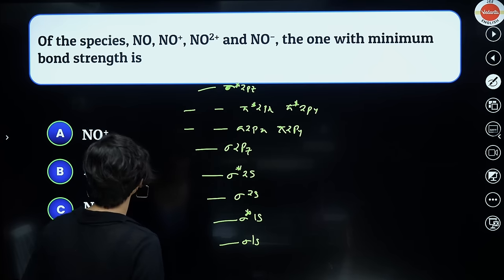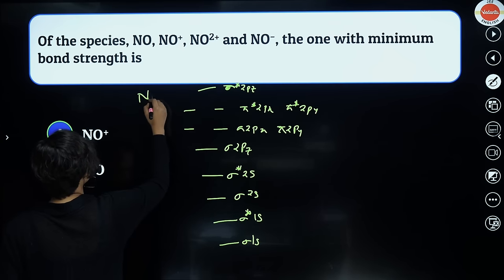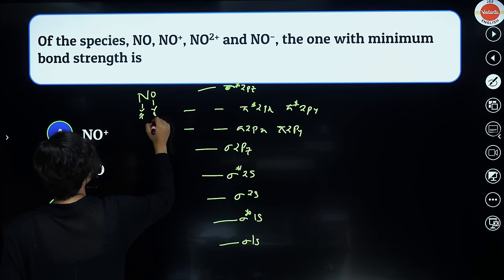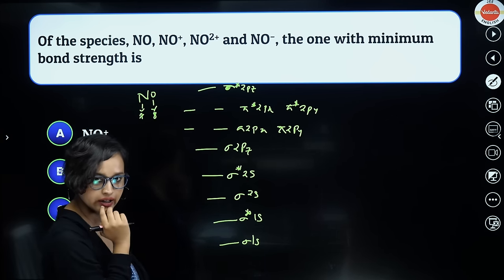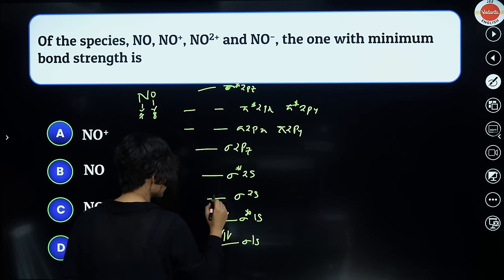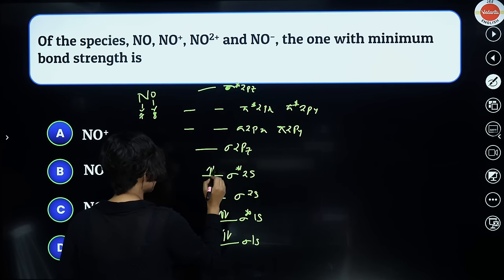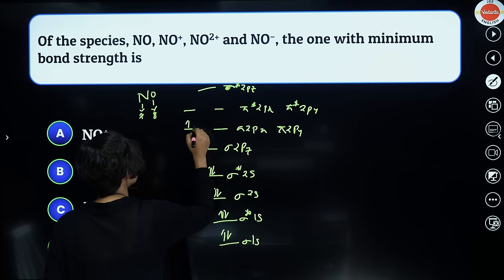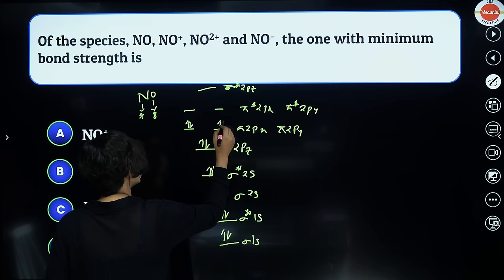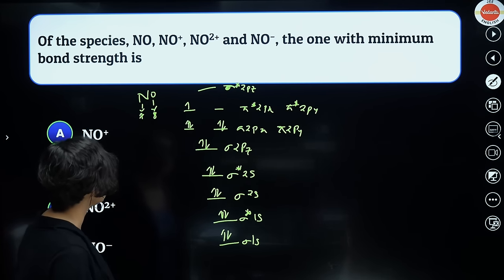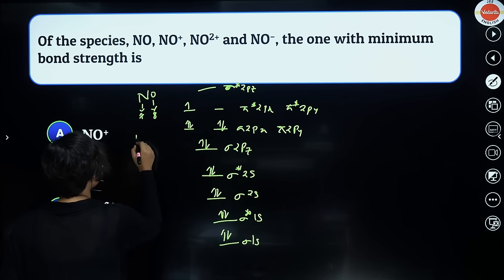Okay, all right, so let's do it for NO. N has 7 electrons, oxygen has 8 electrons, right? So 7 plus 8 is 15. Yes, so let's do it. 15 electrons, filling them in one by one up to 15 here. So what is the bond order, guys?